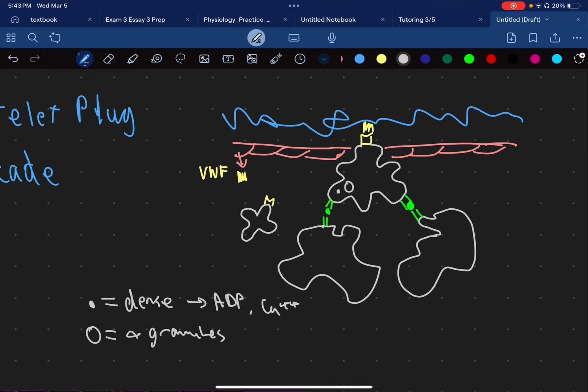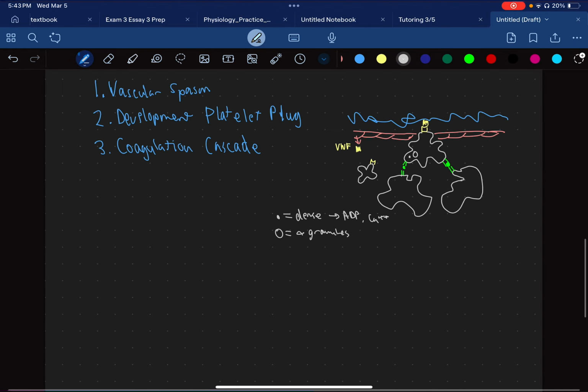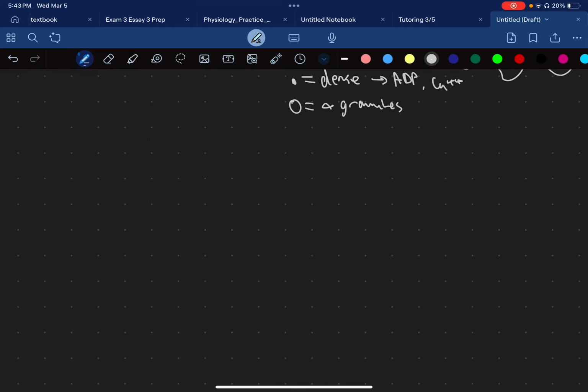So this platelet plug is what's going to block and stop bleeding for now, and eventually it's going to heal our blood vessel. Once the platelets are linked together, that is when our third step, the coagulation cascade, is going to begin. So let's draw that same thing just down here.